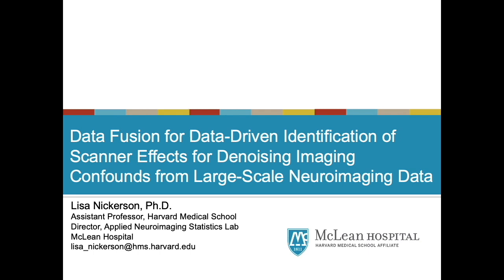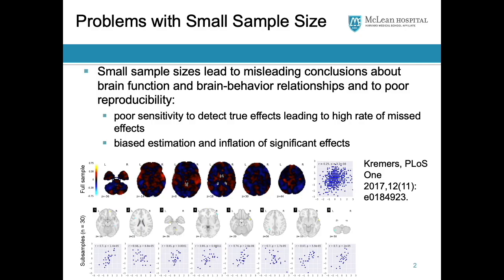It's my pleasure to talk to you about our new method for identification of scanner effects for denoising imaging confounds from large-scale neuroimaging data sets. Small sample sizes in neuroimaging studies are really problematic because of their poor sensitivity or low power to detect true effects, which in turn leads to a high rate of missed effects.